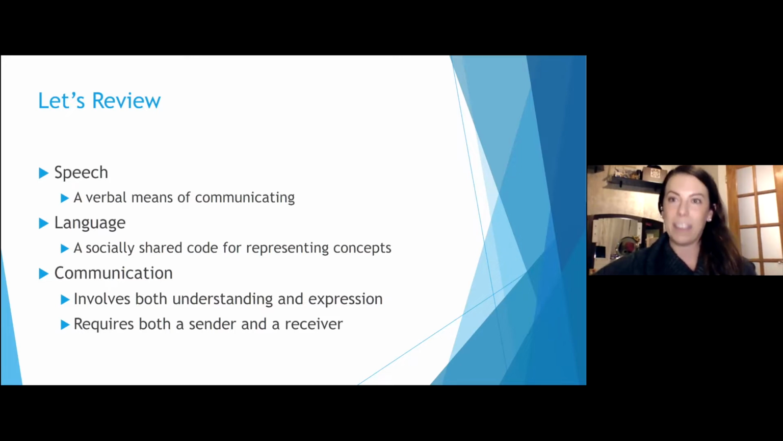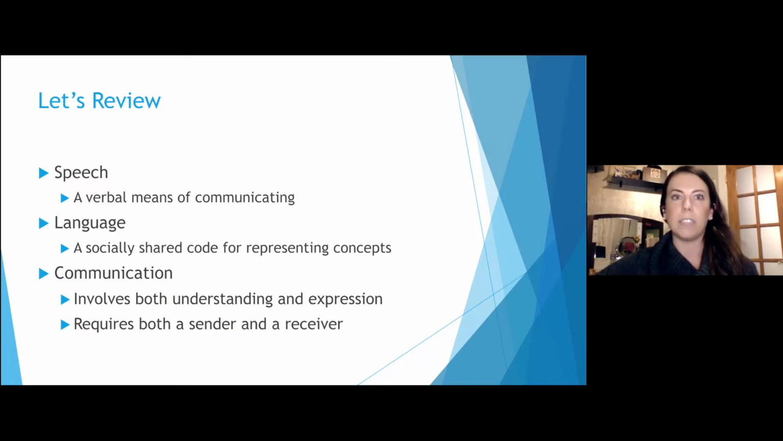Now, when we're talking about language, this is something very specific, a socially shared code for representing concepts. You're talking about expressive language, which is being able to express yourself. That can be through gestures, through sign, through written language, any means where you are expressing yourself. And then there's a language comprehension piece, where you are comprehending everything that's going on. You're picking up on somebody else's gestures, you're picking up on reading from a document, you're understanding the language that's happening.